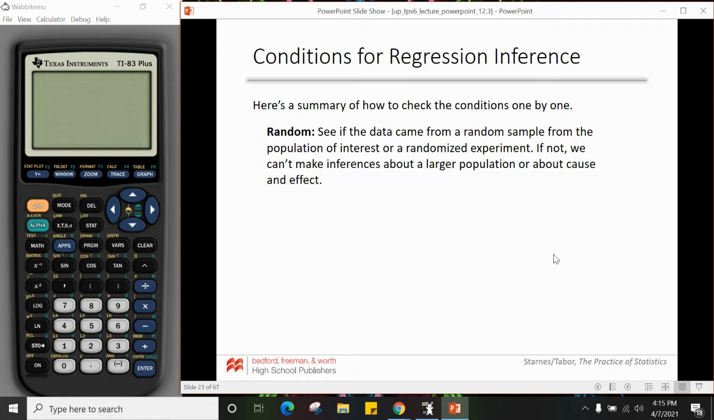Random: see if the data come from a random sample from the population of interest or a randomized experiment. If not, we can't make inferences about a larger population or about cause and effect. That should be a review for all of us.